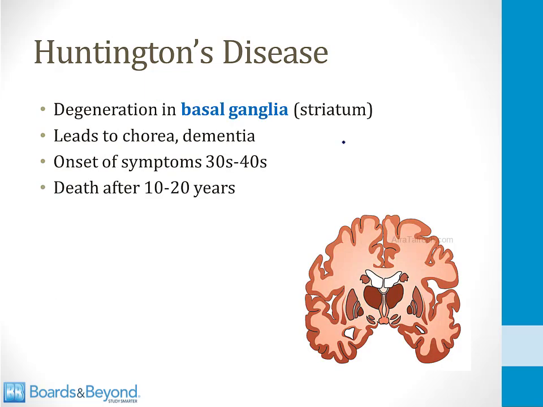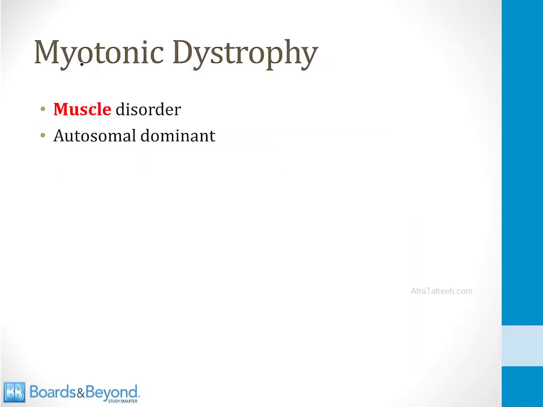The symptoms result from degeneration in the basal ganglia, specifically the striatum. This can lead to symptoms of chorea. There's also typically dementia. The onset of symptoms is usually in the 30s to 40s, and death usually occurs after 10 to 20 years. Our last trinucleotide repeat disorder is myotonic dystrophy.